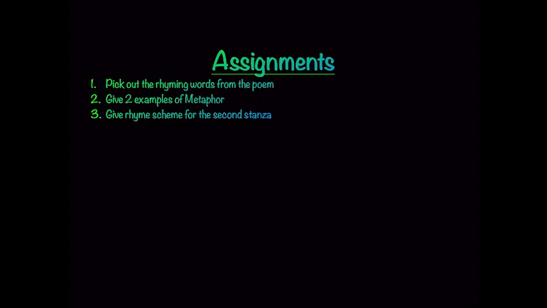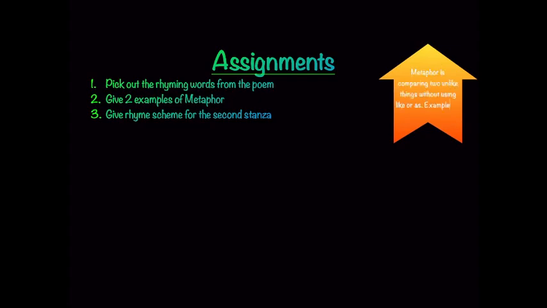Do you remember what is metaphor? Let me remind you. Metaphor is comparing 2 unlike things without using like or as. For example, heart of stone. There are 3 examples of metaphor in the poem. You have to identify any 2 examples. Your third assignment is you have to give the rhyme scheme for the second stanza.